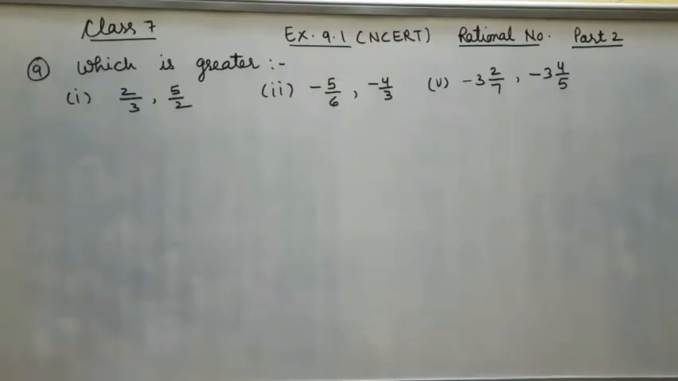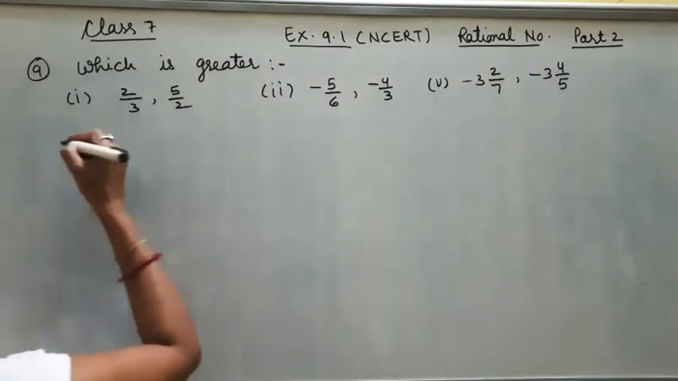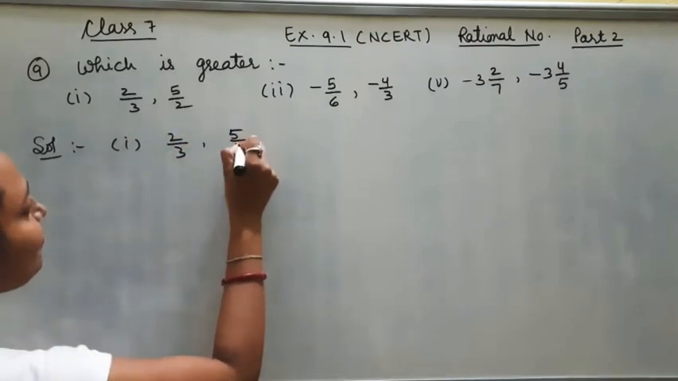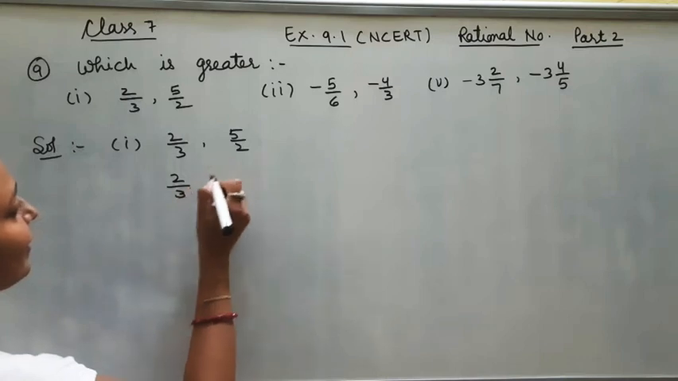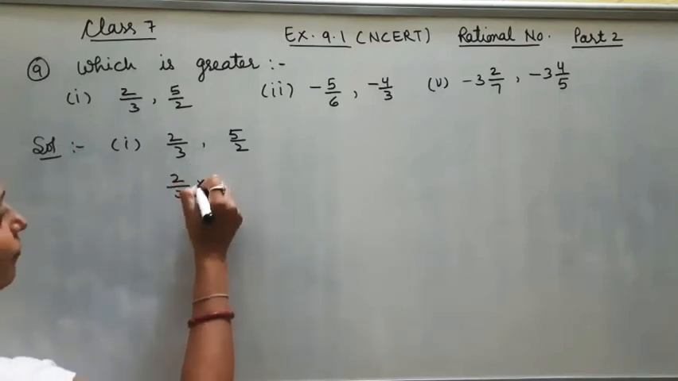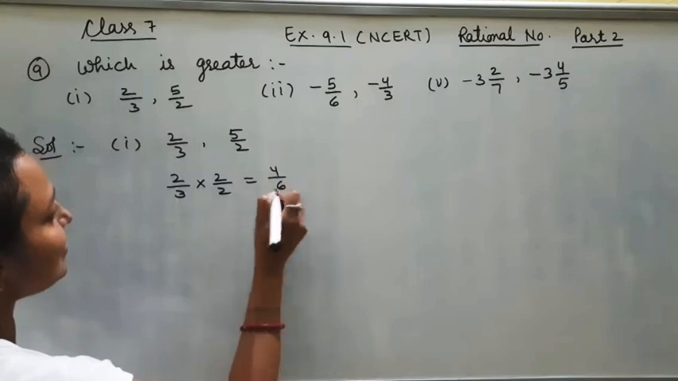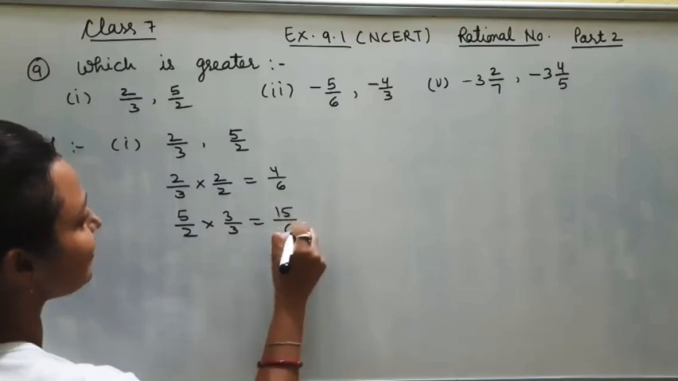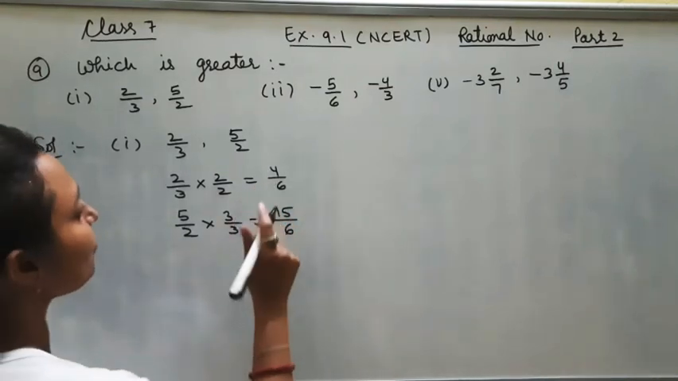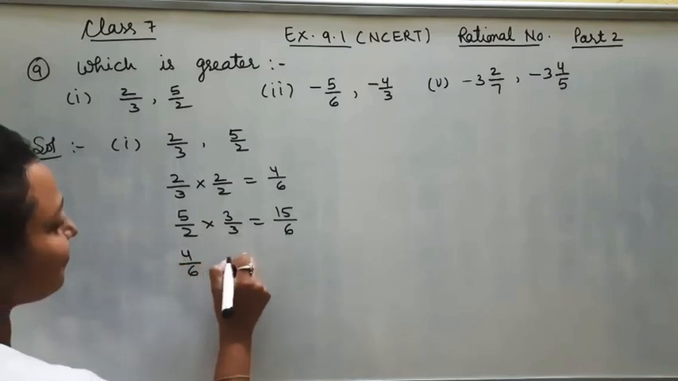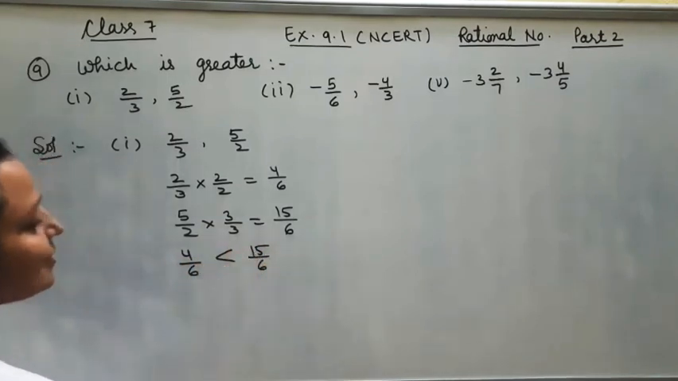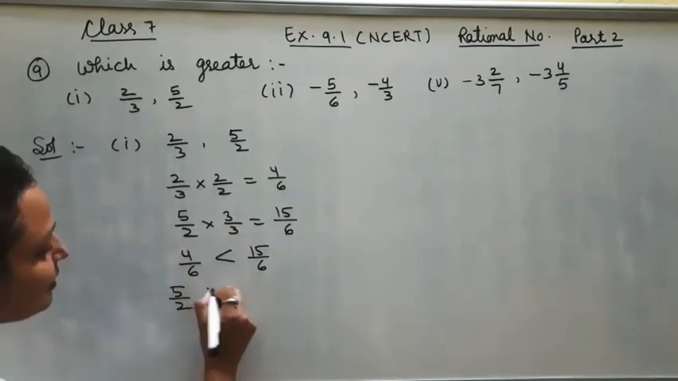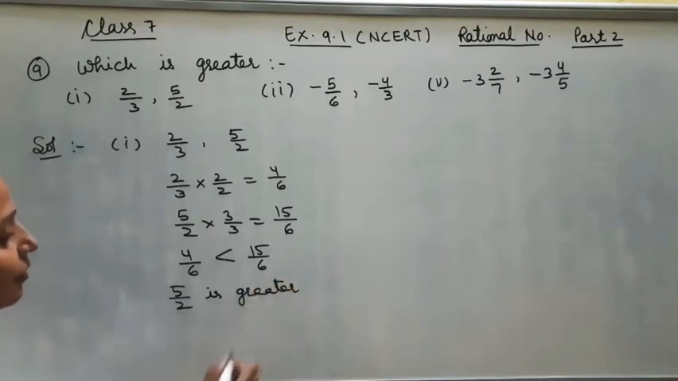The next question is, which is greater out of these two terms? First of all I will solve the first part, that is 2 by 3 and 5 by 2. 2 by 3, for making the same denominator, I will multiply by 2. This is 4 by 6, and 5 by 2 is multiplied with 3, that is 15 by 6, right? So out of 4 by 6 and 15 by 6, 15 by 6 is greater, and 15 by 6 comes from 5 by 2. That means 5 by 2 is greater. Right? So this is the simple way.